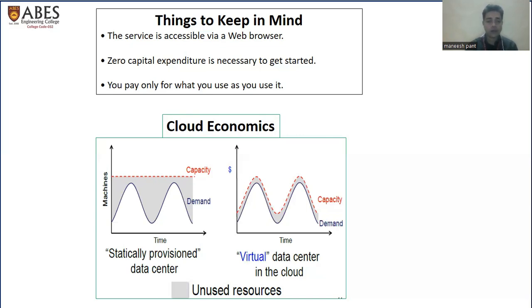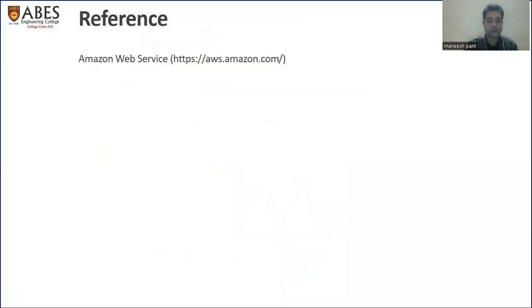But on the left graph, you have to pay a constant amount. So it does not matter if the demand increases or decreases. So you have to pay more if you do not use cloud computing. So the unused resources remain very high if we do not use cloud computing.